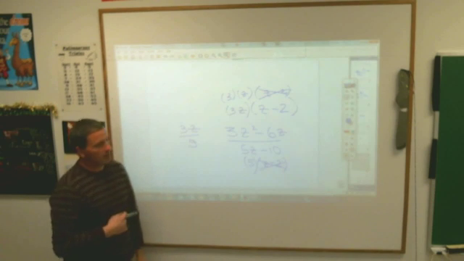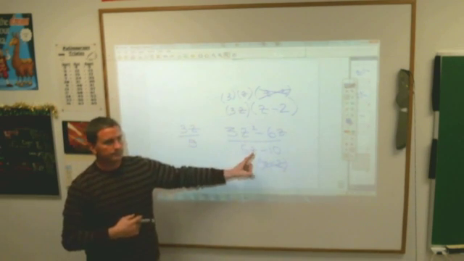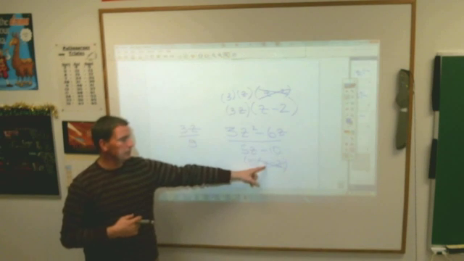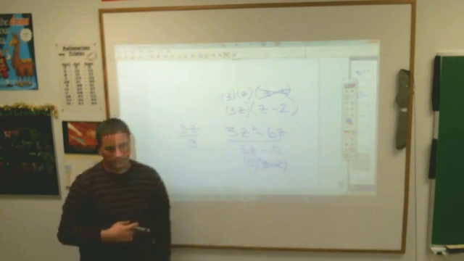What would be the excluded value here? It would be 2, because 2 minus 2 would give you 0, or 10 minus 2.